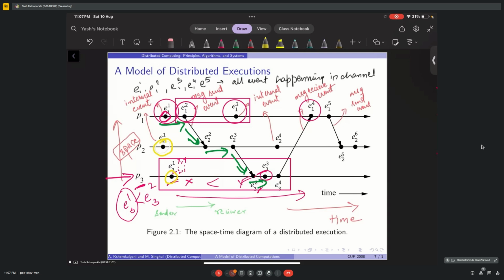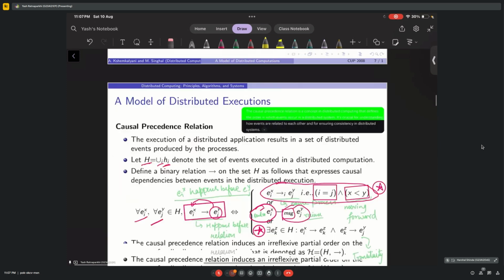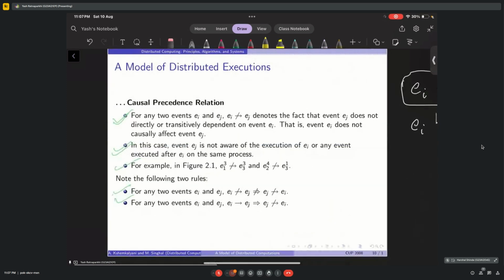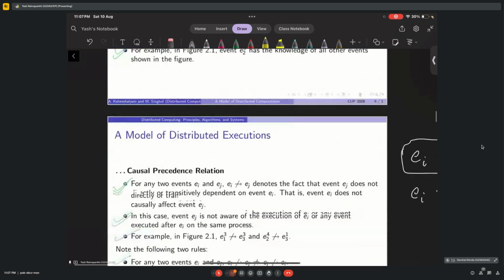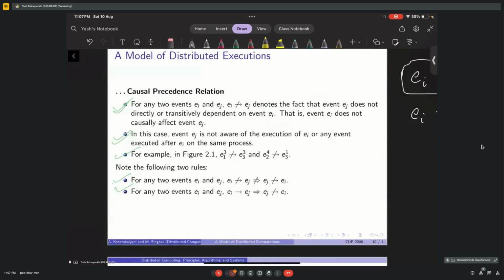Or I can say they are concurrent in nature, because they are running parallelly together, right? They are not waiting for each other, or they are not in any dependency. They are independent from each other and working on their own. So this is what is written here. For any two events Ei and Ej, if Ei is not causally dependent on this, the fact denotes that the event Ej does not directly or transitively depend on event Ei. That is, event Ei does not causally affect event Ej. I hope this is very simple English and understandable.